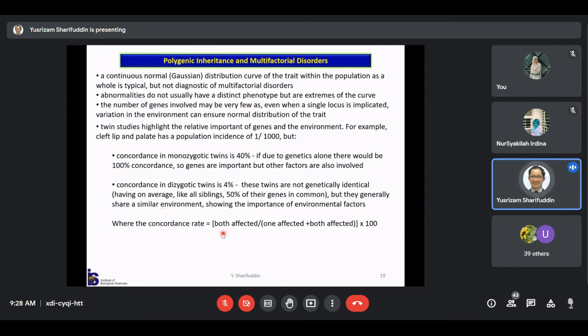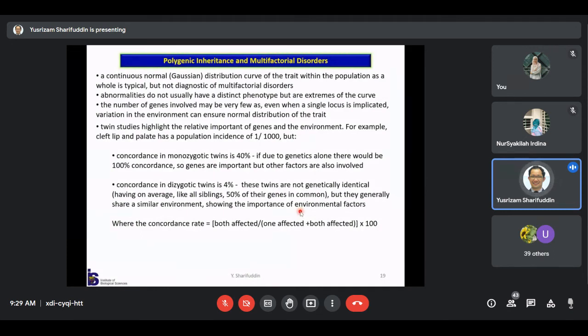The concordance rate is where both are affected, or one is affected. Monozygotic twins are identical, dizygotic twins are non-identical. So you see, even though they are 100% genetically identical, the concordance is still 40% because other factors are also involved. Let alone dizygotic or non-identical twins, where it is even less. But again, because they share a similar environment, that shows the importance of environmental factors.